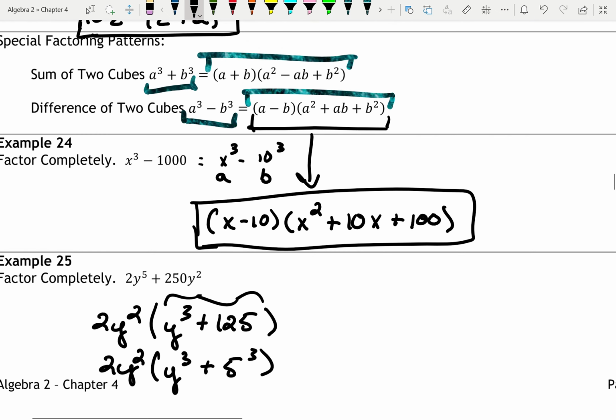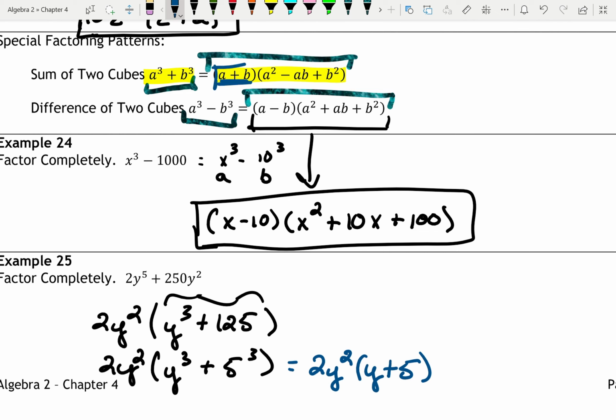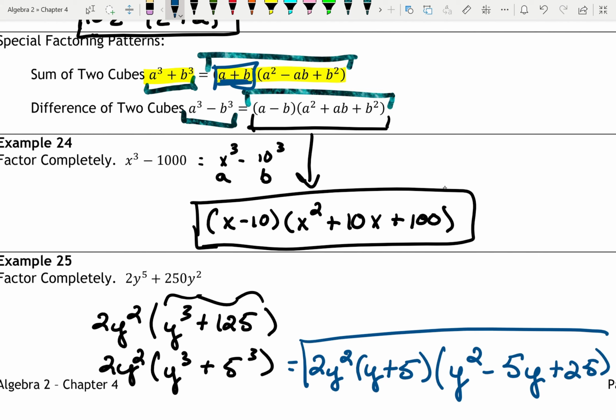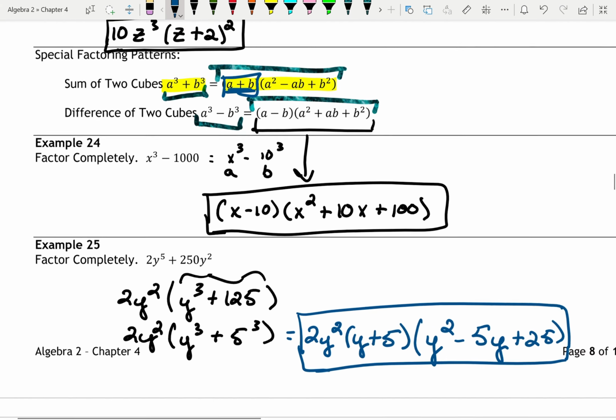So we can apply one of these formulas, and it's going to be this top one here, because it has the a cubed plus b cubed. So our final answer, we still have the 2y squared hanging out front, and then we'll have y plus 5, right? So I plugged it into this guy right here. Now for the trinomial, we'll have y squared minus 5y plus 25. And there we go.